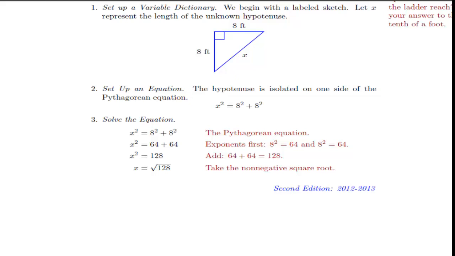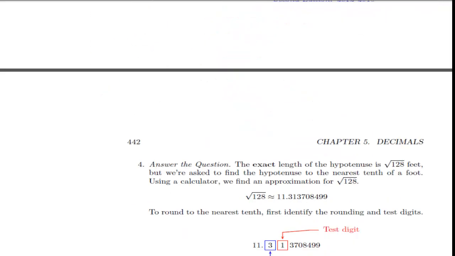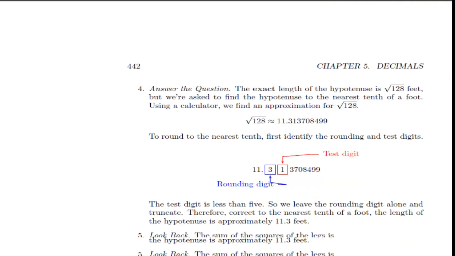3. Solve the equation. First, simplify the exponents. 8 squared equals 64. So we have 64 plus 64. Then 64 plus 64 is 128. x squared equals 128. If we take the non-negative square root of both sides, we get x equals square root of 128. 4. Answer the question. The exact length of the hypotenuse is square root of 128 feet, but we are asked to find the hypotenuse to the nearest tenth of a foot.